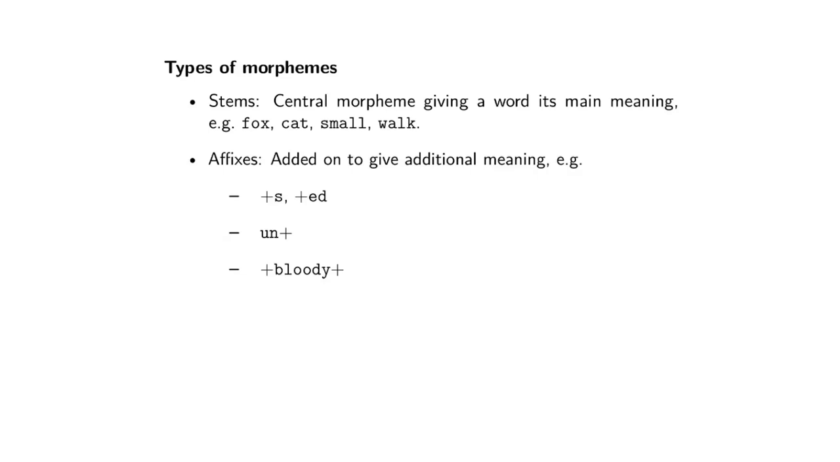Terminology around morphemes. The root morpheme or the stem morpheme is basically the central morpheme giving a word its meaning. So fox, cat, small, or walk would be your stem or your root morpheme. Affixes are the stuff that I stick on to my root or my stem morpheme in order to construct my word. So you've got different things. You've got like a postfix, postfixes, prefixes.